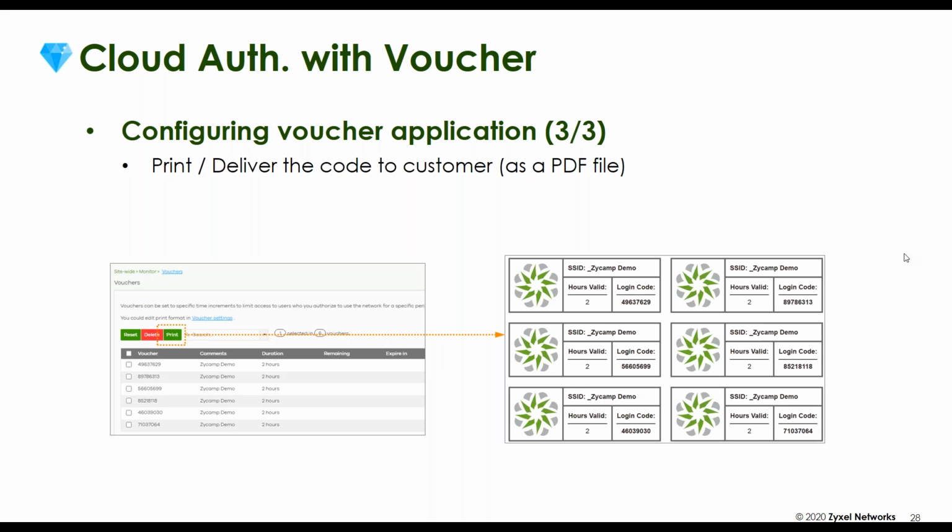But it basically means that you can print it out and cut them out, and then as people want the internet, you can provide them the voucher. It tells them what the SSID is that they're meant to be joining. It tells you how many hours it's valid for, and it also tells you what the login code is. So that'll be basically what password it asks you when you log into the Wi-Fi.